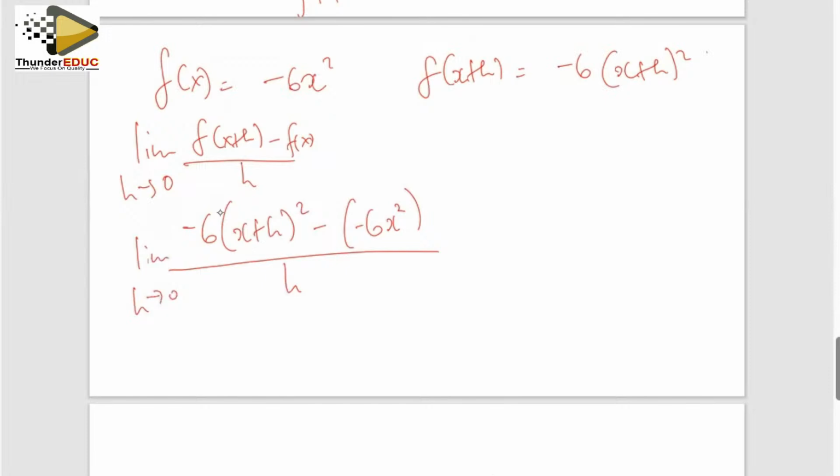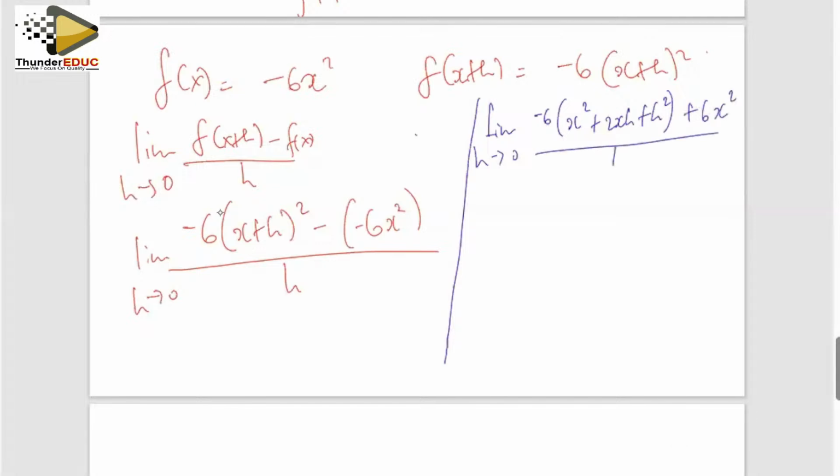Then we need to just open up that bracket because that is the most important aspect. So negative 6, let me set the limit as h tends to 0. Negative 6 there, I have x squared plus 2xh plus h squared. So negative and negative, that's going to give me plus 6x squared over h. Then the limit as h tends to 0, I'll open that up: negative 6x squared minus 12xh minus 6h squared plus 6x squared divided by h.